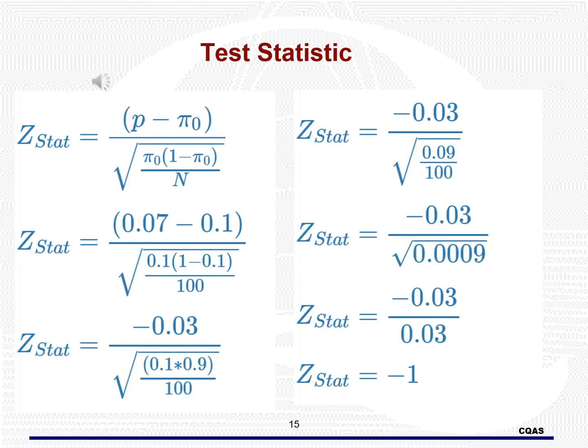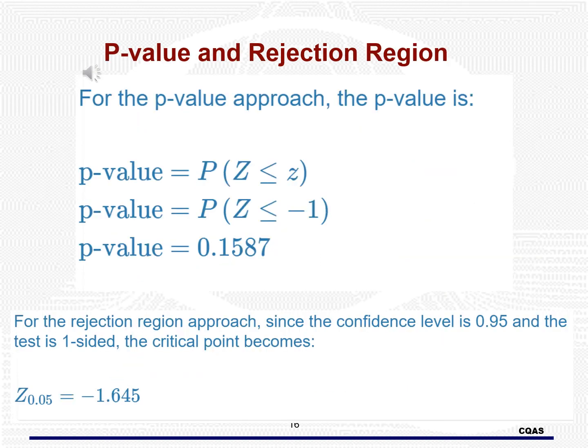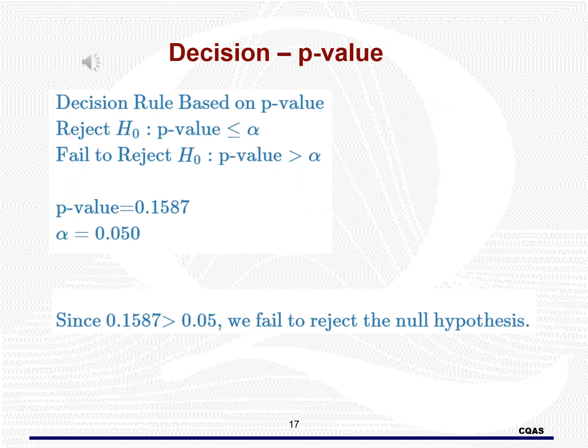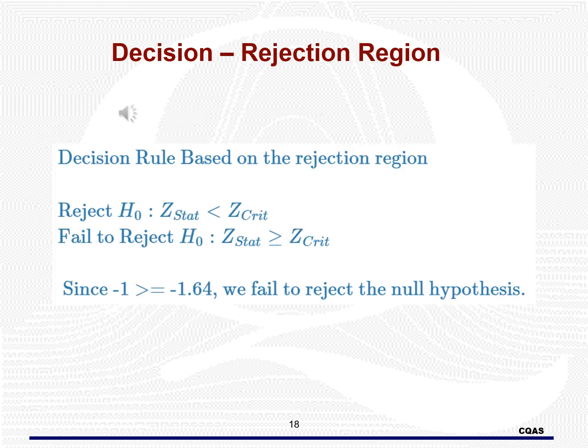Here is the calculation for the test statistic. The p-value in this case is 0.1587, and the critical point is negative 1.645. Now, since the p-value 0.1587 is greater than alpha, which is 0.05, we will fail to reject the null hypothesis. Since the test statistic, which is -1, is greater than the critical point, which is -1.645, we will fail to reject the null hypothesis.